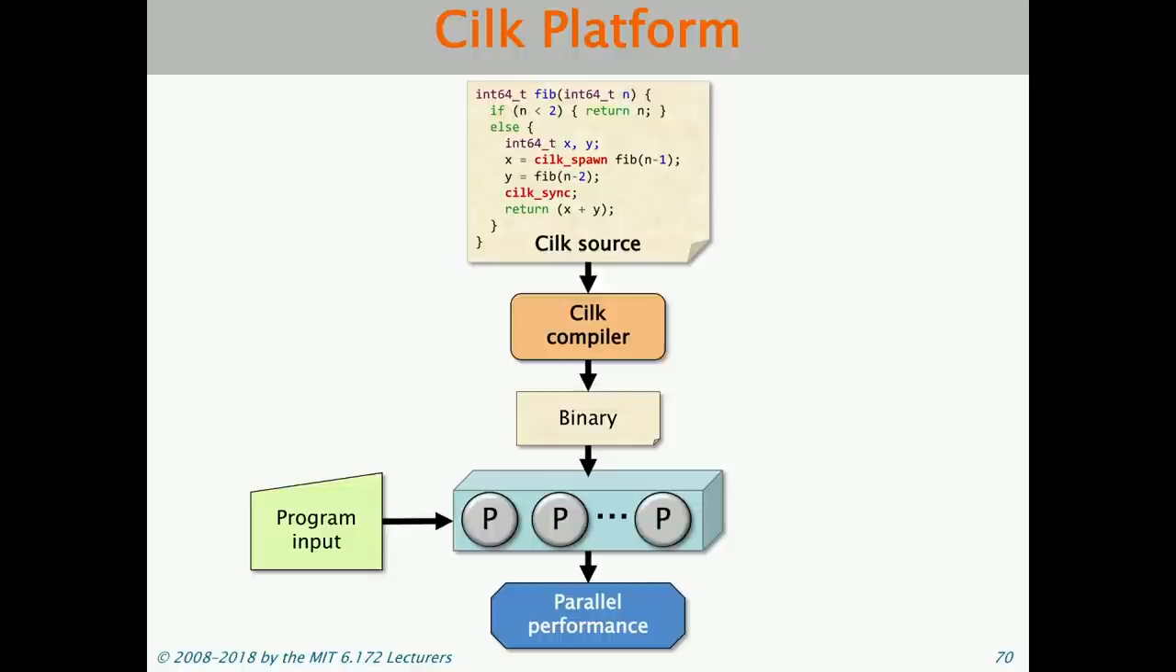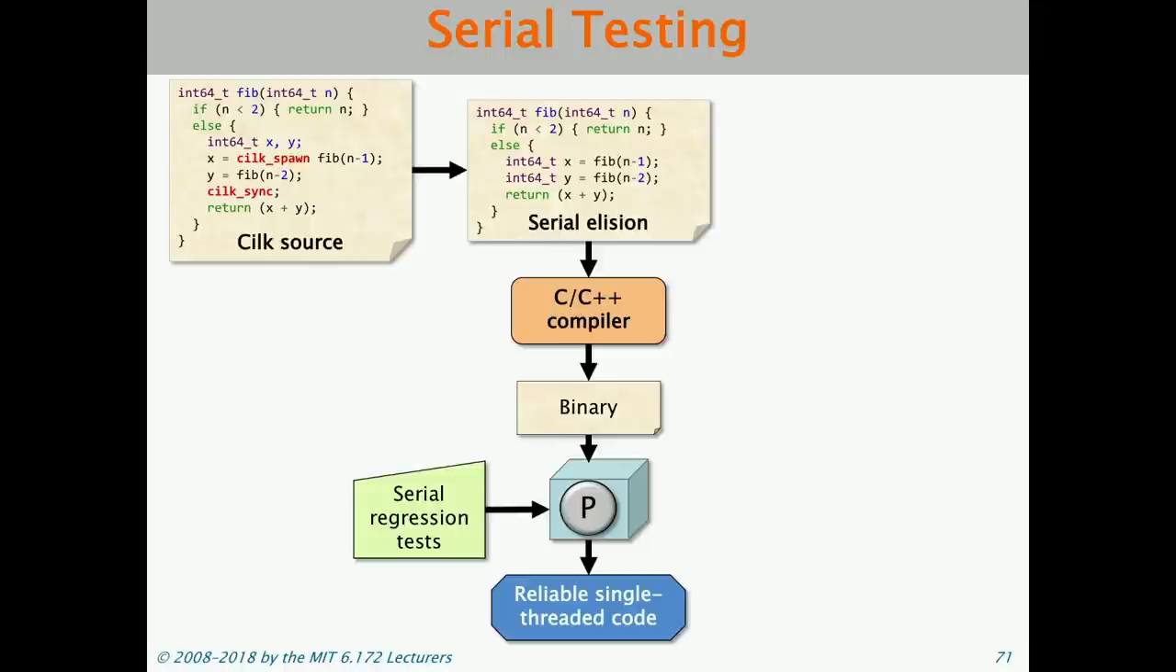You can also do serial testing. To do this, you just obtain a serial elision of the Cilk program, and you pass it to an ordinary C or C++ compiler. It generates a binary that can only run on a single processor, and you run your suite of serial regression tests on this single-threaded binary. This will allow you to benchmark the performance of your serial code and also debug any issues that might have arisen when you were running this program sequentially.